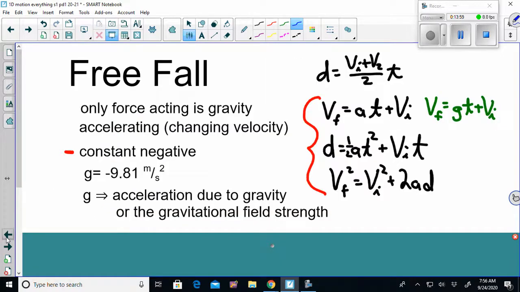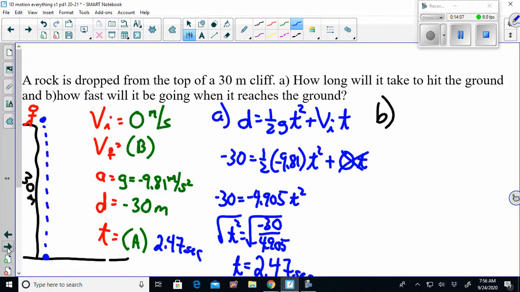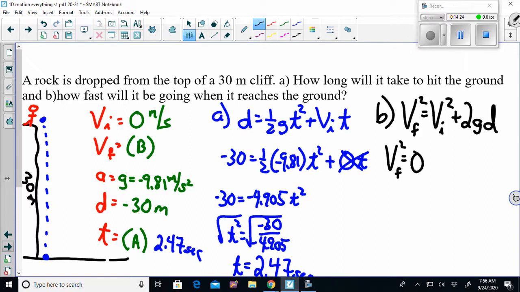Sometimes you have to. This time I don't think we do, because I want to find a final velocity without time. So looking back at my equations, equation number 4 is the one that doesn't include time. So I can use Vf squared equals Vi squared plus 2Gd. So Vf squared equals 0 squared plus 2 times negative 9.81 times negative 30. See, if I didn't have that negative 30 in there, I'd be in trouble because I'd get a negative number over here and I can't take the square root of that.